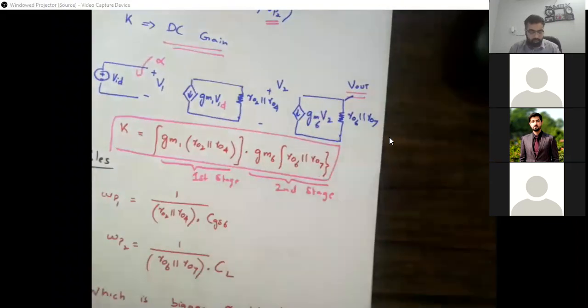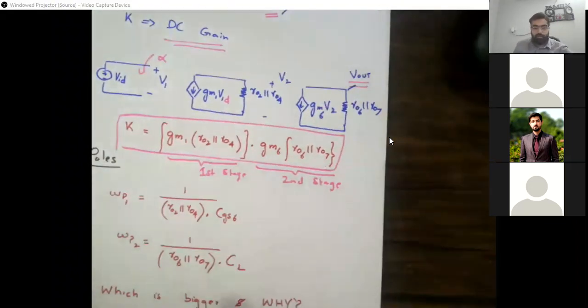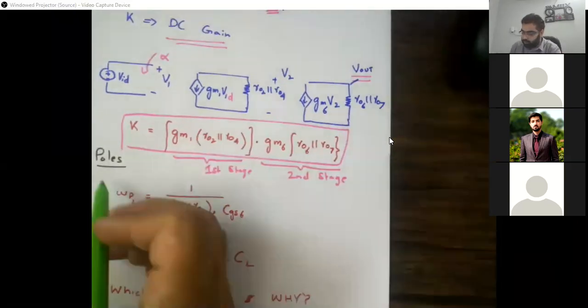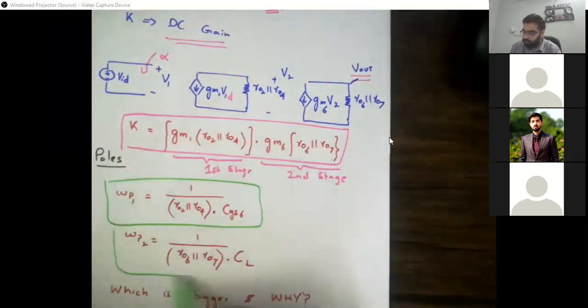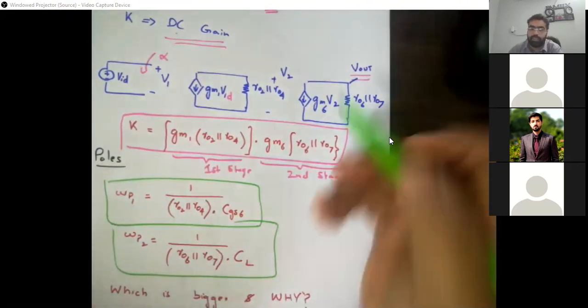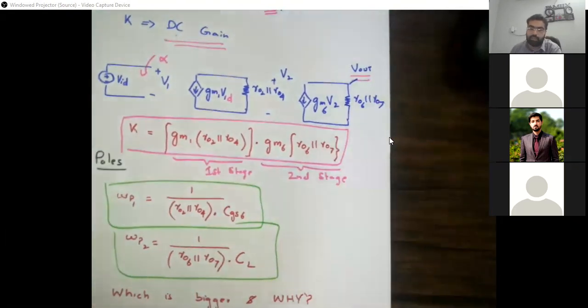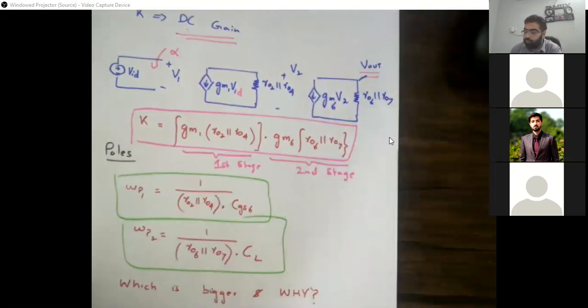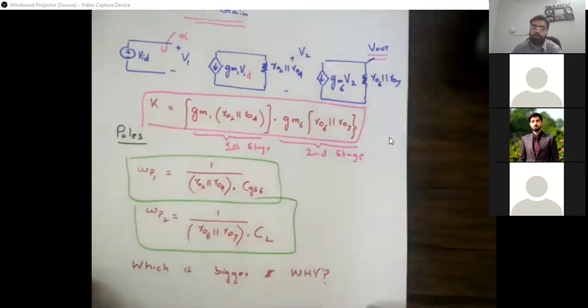So the two poles are going to be this one, omega P1 and omega P2. Now we have the pole locations and the DC gain, but something of interest for us is the dominant pole, because until we know the dominant pole we cannot say anything about the bandwidth of an amplifier, which is one of the main important things. So which is the dominant pole here? According to your knowledge, which one is going to be the dominant pole?